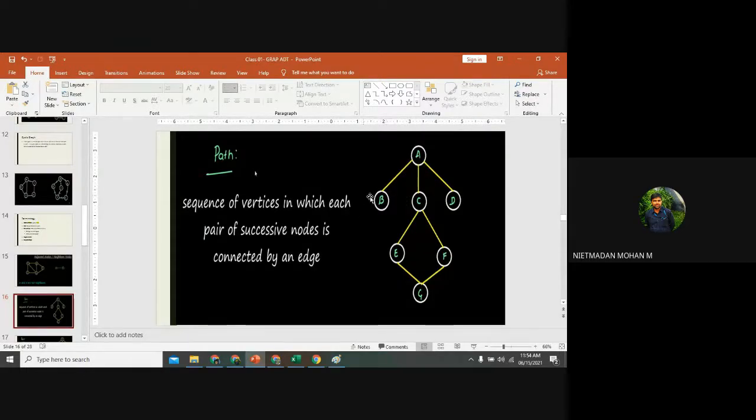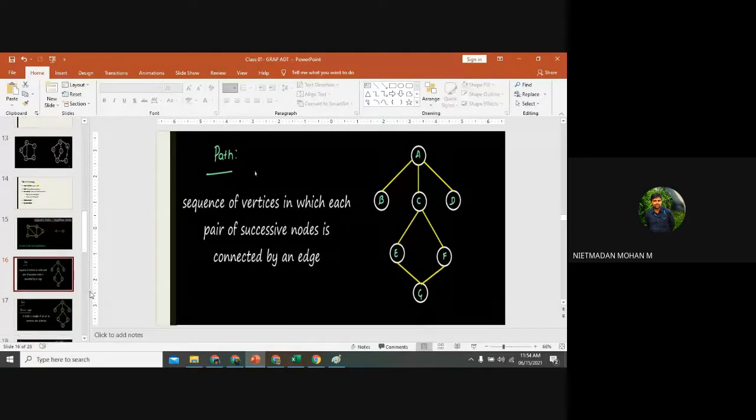For this B, we have one edge, right? Yes, sir. That was connected from A. We have one edge. So what about C? Three edges. And what about G? Two edges. So the path which travels from one end to another end is known as the path, where it shows how many edges it was connected through.